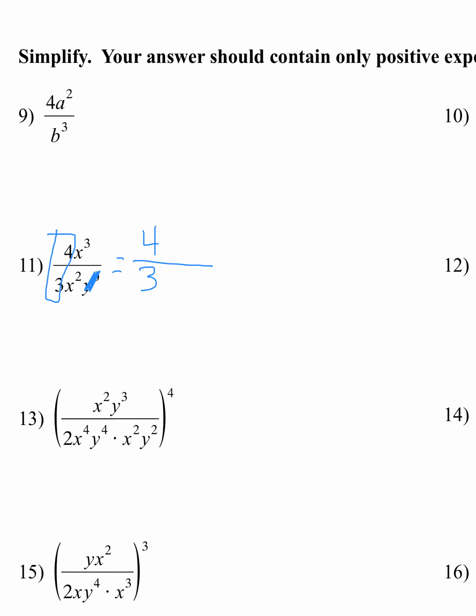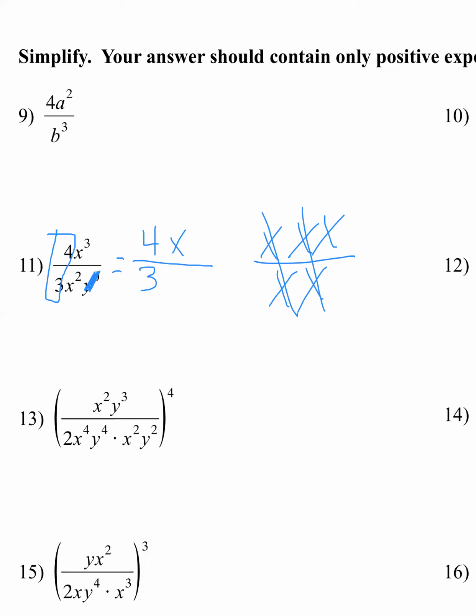And then as far as the x's, I actually don't do the subtraction. In my brain, I'm not doing the 3 minus 2. What I'm saying in my head is, okay, if I have 3 x's on the top and 2 of them on the bottom, when I cancel them all out, what's going to be left? I'm going to be left with x to the 1st in the numerator.